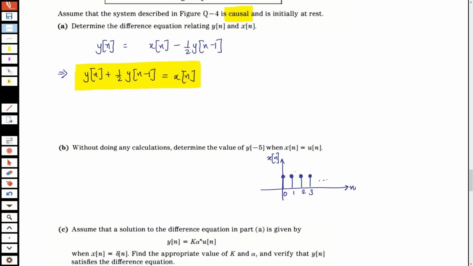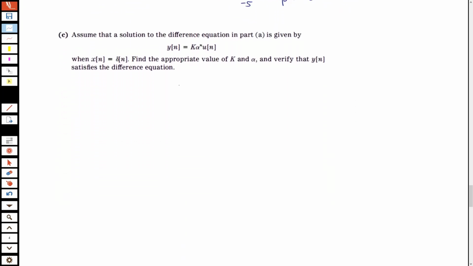Now, it's given already in the question that this is a causal system. And we know that if a system is causal, it cannot have an output unless a non-zero input has taken place. And because the input is u[n] that starts only at n equal to 0, we know that at n equal to minus 5, there is no input, because at minus 5, the value is 0. Right? So there's no calculation needed, and we can simply say that because the system is causal, y[-5] will be 0.